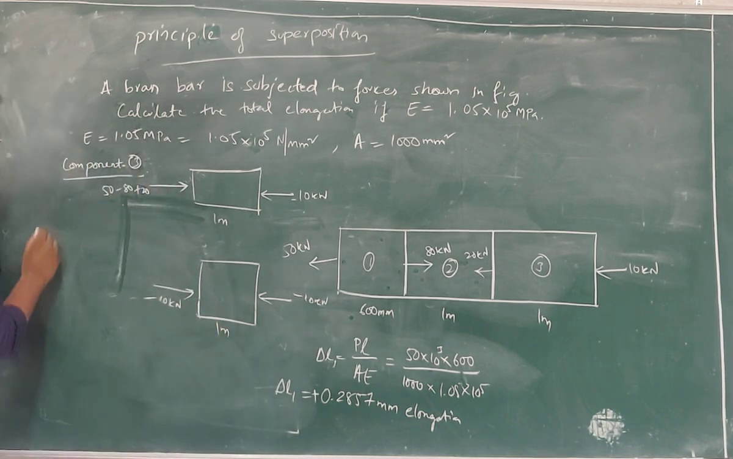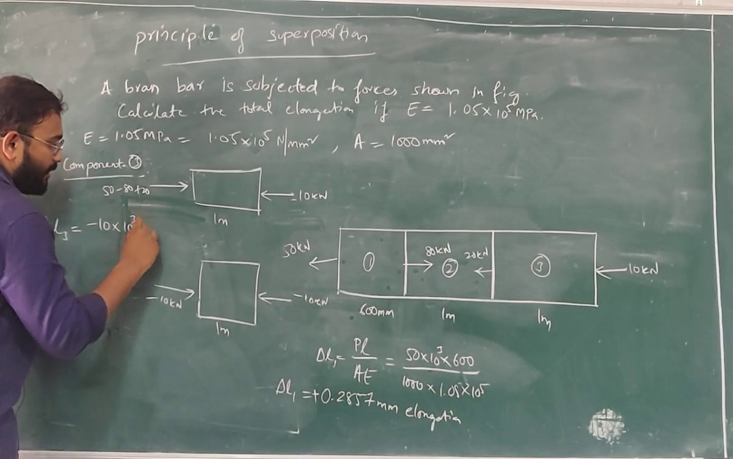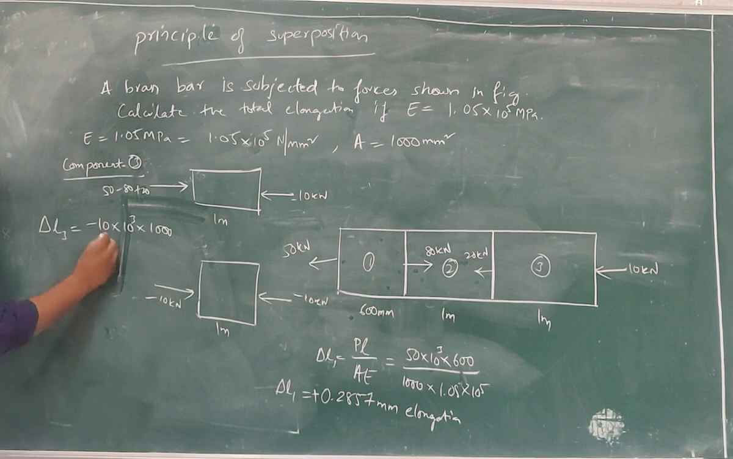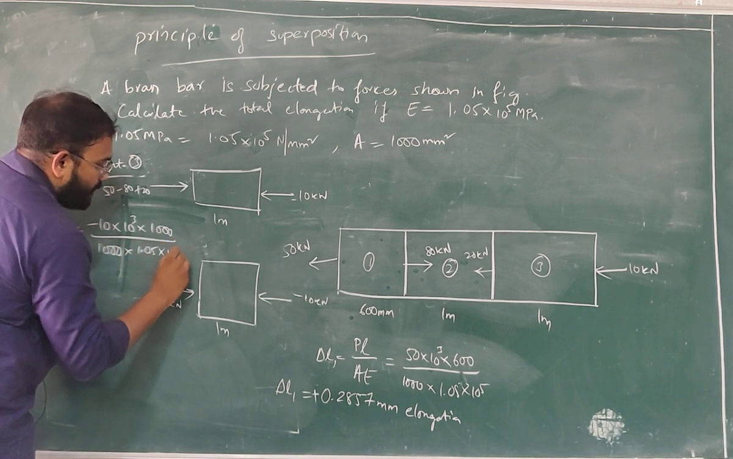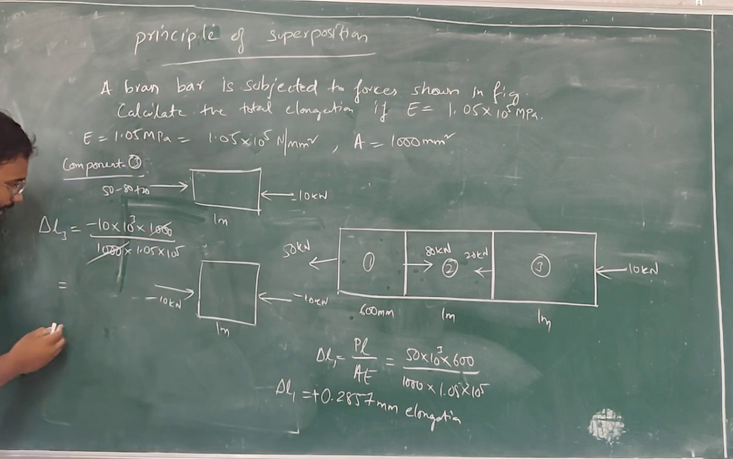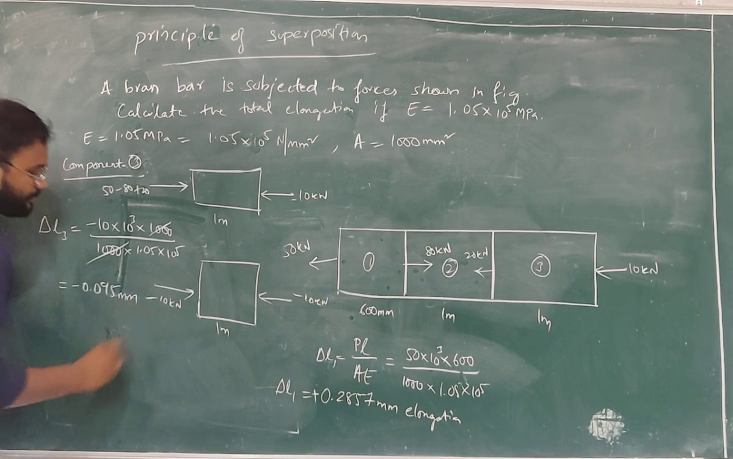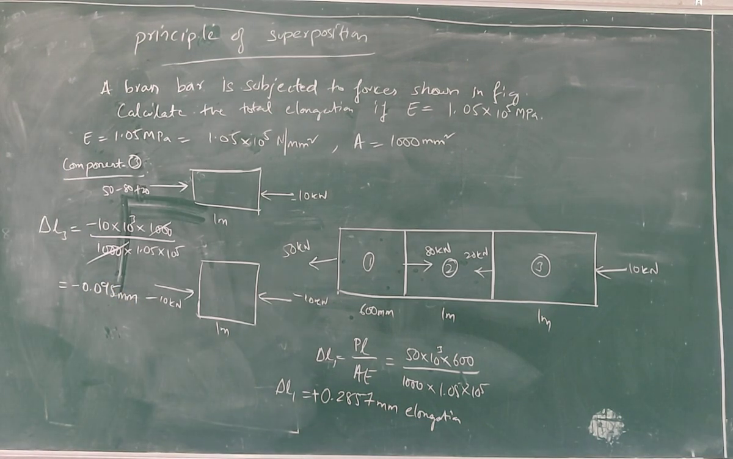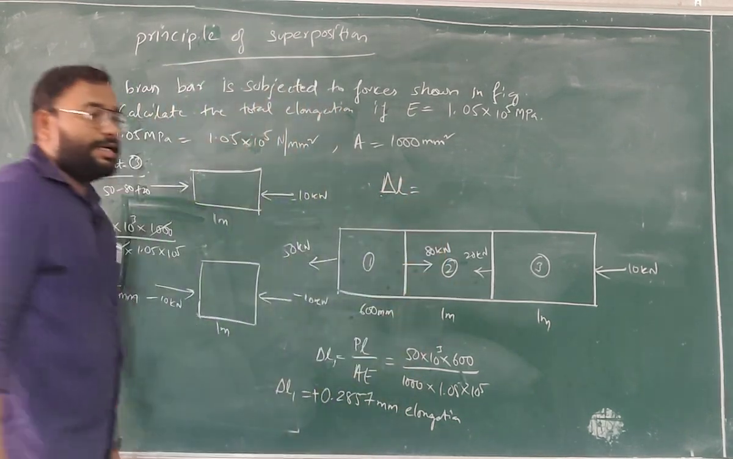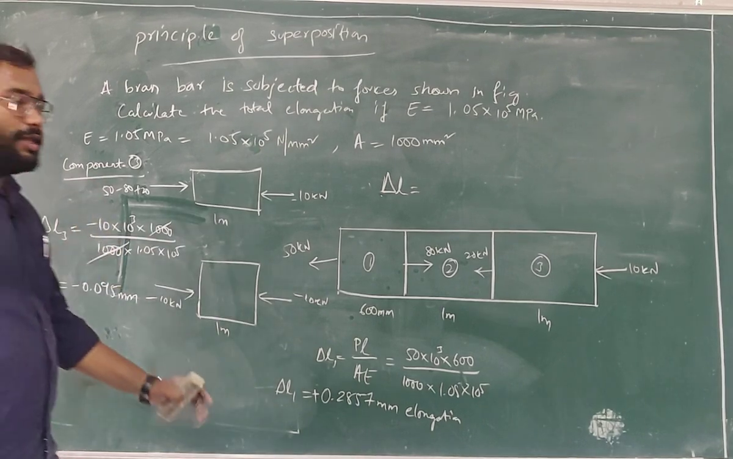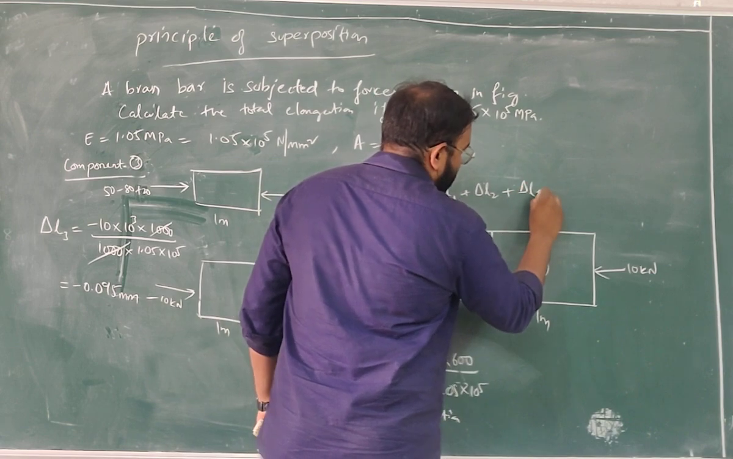This is 1 meter. Now substituting, delta L3 is equal to minus 10 into 10 power 3 multiplied by 1000. Okay. Whole divided by again 1000 into 1.05 10 power 5. 0.095 millimeter. Now if I want to calculate delta L, algebraically add all these values. So delta L1 plus delta L2 plus delta L3.